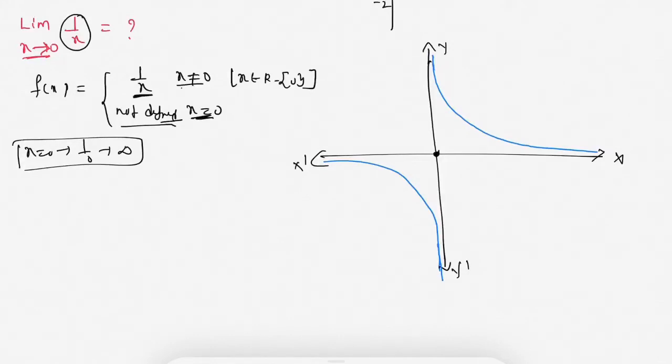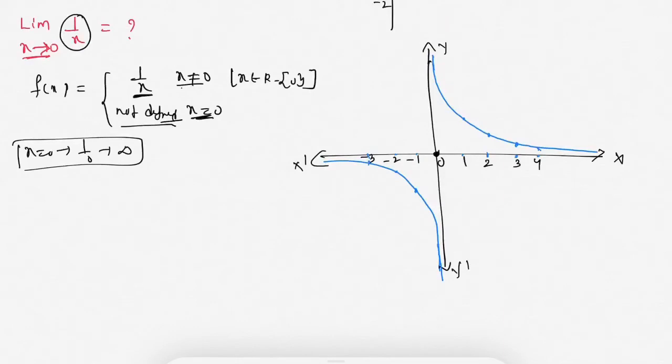For other than x equal to 0, for every value there is one y value. See here, for every value of x, there is one y value. Like for this x, this is the y value. For this x, this is the y value. For every x not equal to 0, we are getting some y value. For x equal to 0, we are not getting any value.